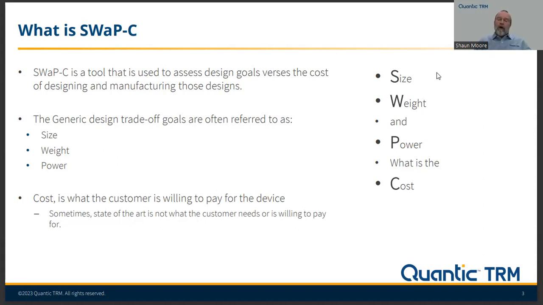So really, this tool becomes a way of looking at the inputs to the design as far as what's important to the customer and what the customer is willing to pay for. And is the customer willing to pay for these additional features or for making it smaller?